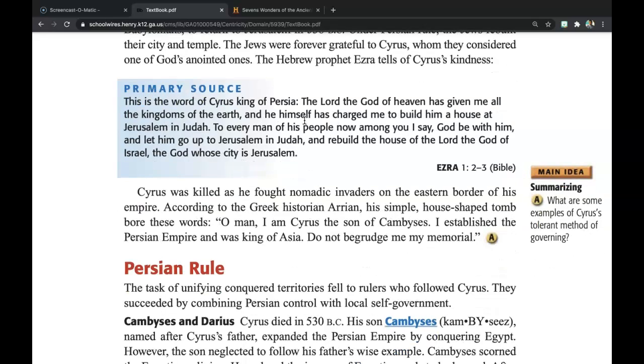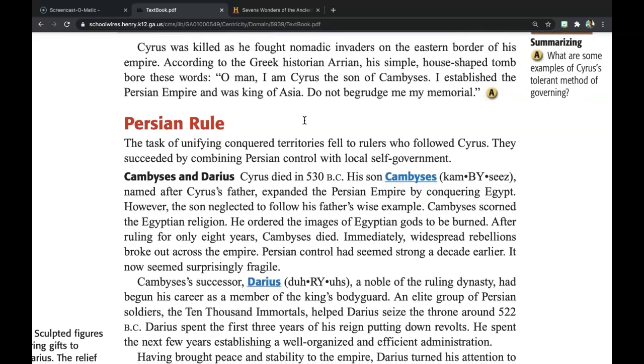Cyrus was killed as he fought nomadic invaders on the eastern border of his empire. According to Greek historian Arrian, his simple house-shaped tomb bore these words: "O man, I am Cyrus the son of Cambyses. I established the Persian Empire and was king of Asia. Do not begrudge me my memorial."